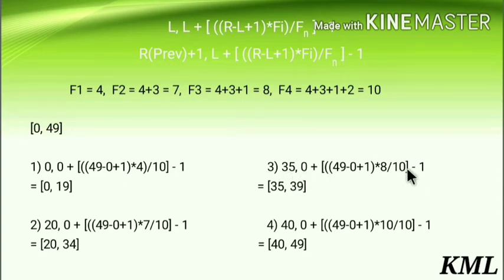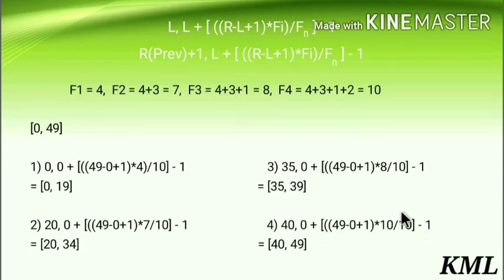Then use this formula. L plus (R minus L, this is 49 minus 0 plus 1) into F3. This is the third subinterval, that's why F3. Divide by Fn, that is 10, minus 1. So follow the order, this and then this. So you get 39 here. Next, the right of the previous plus 1 as the left of the current, 39 plus 1, 40. Then 0 plus (R minus L, 49 minus 0 plus 1) into F4. What is F4? 10. So divide by Fn, Fn is 10, minus 1.